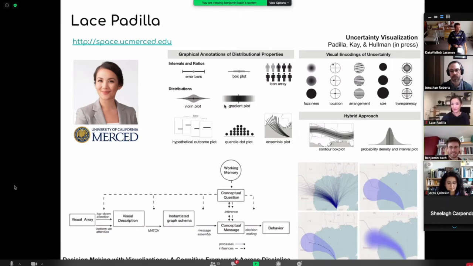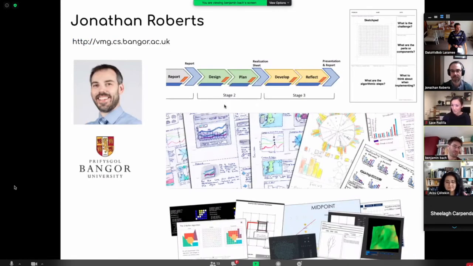And our last panelist, not last, but number 5, is Jonathan Roberts, who is a professor in visualization at the School of Computer Science and Electronic Engineering at Bangor University in Wales, where he's leading the research group on visualization modeling and computer graphics. In his work, he's designing and developing interactive visualization solutions. And Jonathan, I'm always having these issues with the UK names. It's tricky for someone not from the UK.